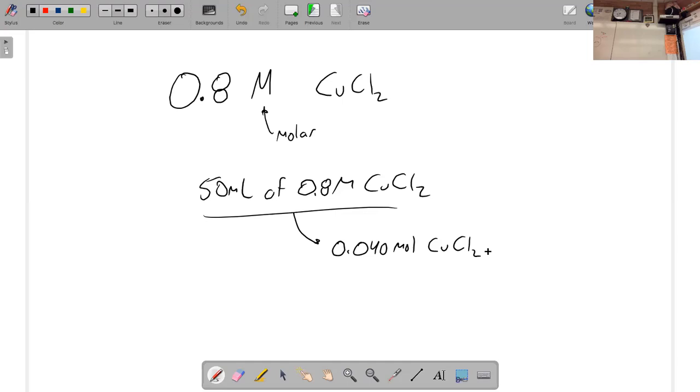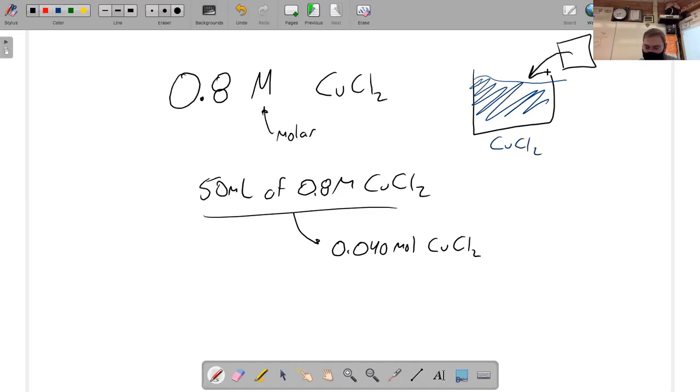Now, the problem is you end up with kind of a mess. I'll draw what's going on. So here's your beaker. You've got some copper chloride, CuCl2. You take your strip of aluminum foil and you stick that in.